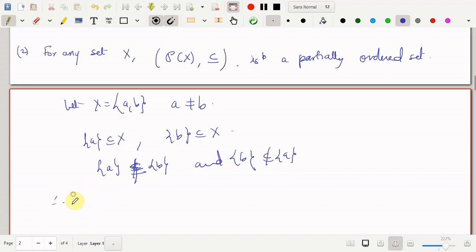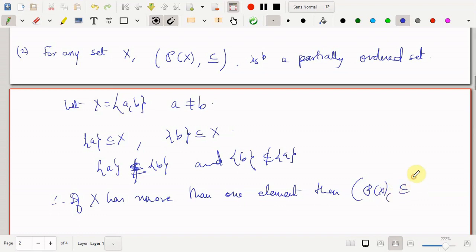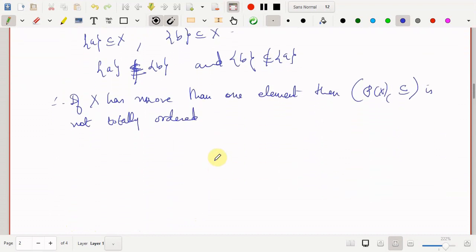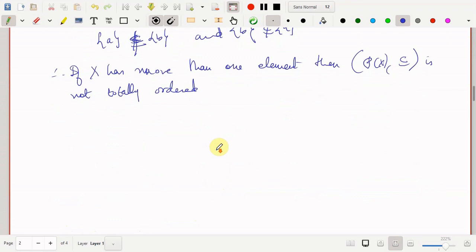So therefore, if X has more than one element, then P(X) with this relation is not totally ordered. So this is another example wherein the relation is defined on P(X).